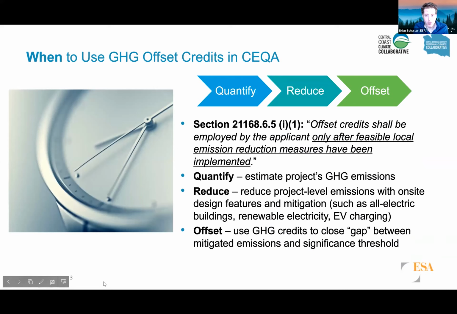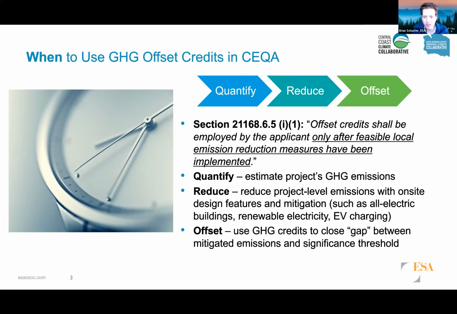When can we use offset credits in CEQA? Basically, after you do everything on site, that's the recommendation. Mitigate, project design, reduce your emissions to the maximum extent feasible, given technology, financing, project objectives, et cetera. And only after all feasible on-site local emission reduction measures are incorporated should you consider offsets. This isn't a rule, it's a strong recommendation.